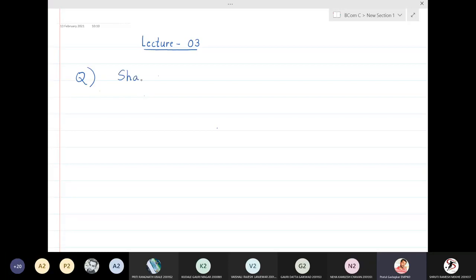Shade the region formed by the inequality x plus y less than 2. X plus y less than 2.